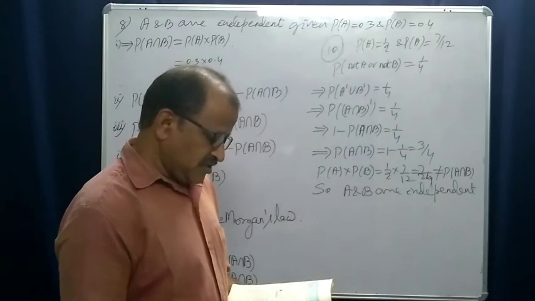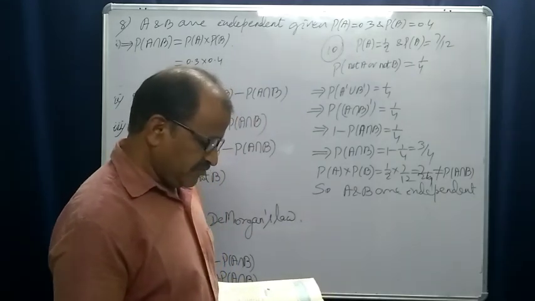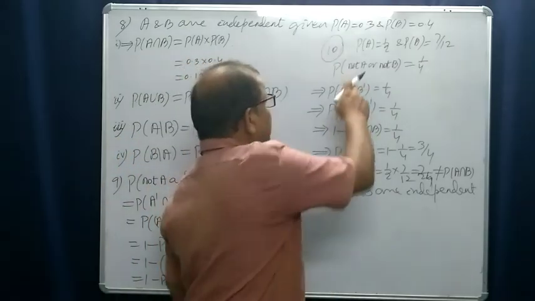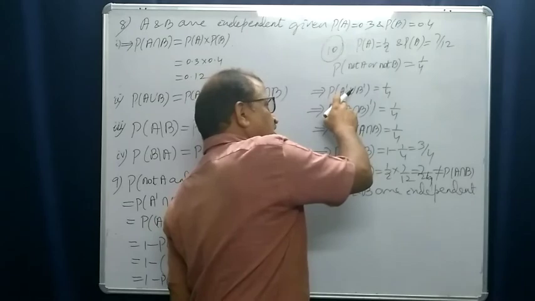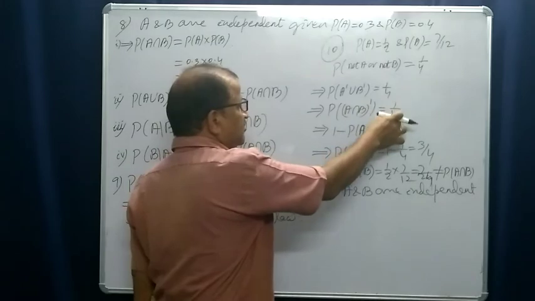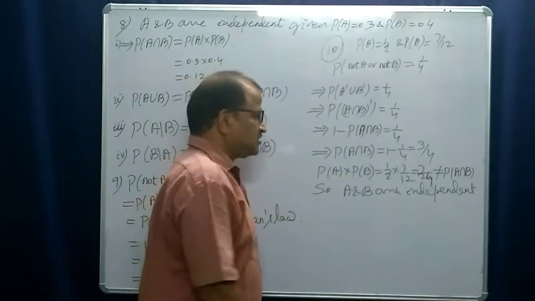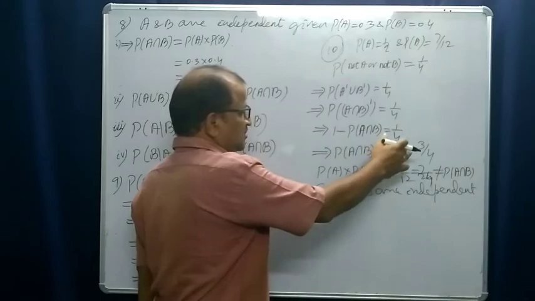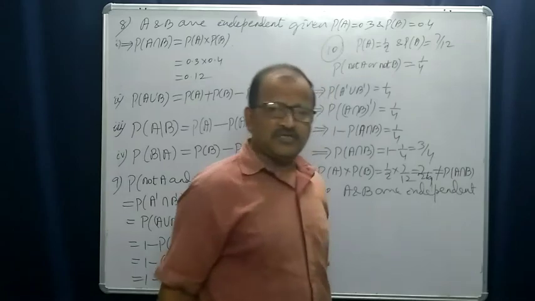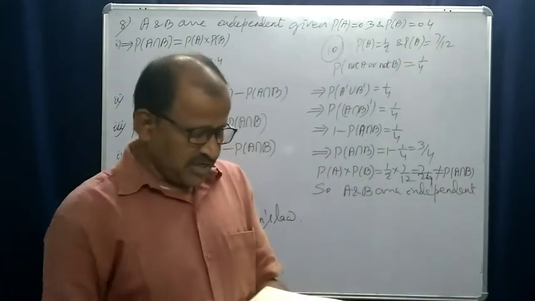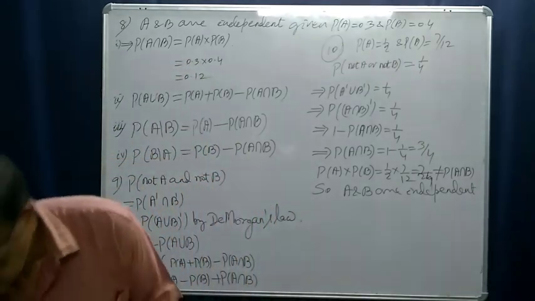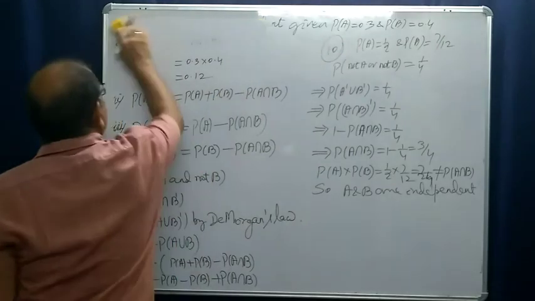As told, state whether A and B are independent or not. The probability of A is given, the probability of B is given, and the probability of not A or not B, that means A complement union B complement, that is A intersection B whole complement. That means 1 minus the probability of A intersection B is this, and it is 3 by 4, but it is not equal to the product of their probabilities, the probability of A into the probability of B. So they are not independent. Then question number 11.